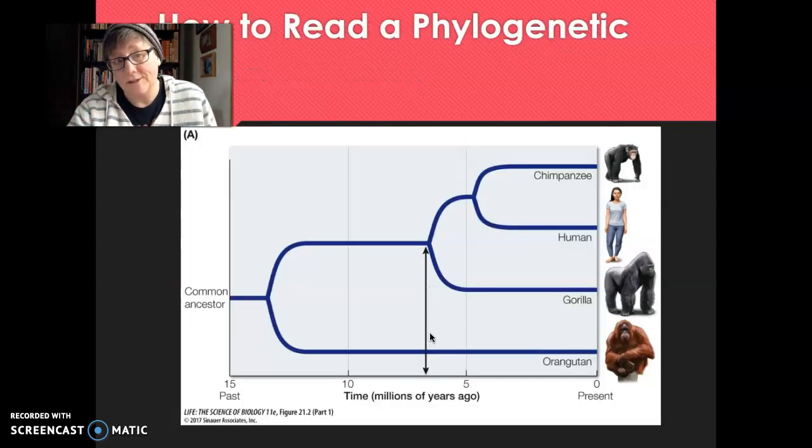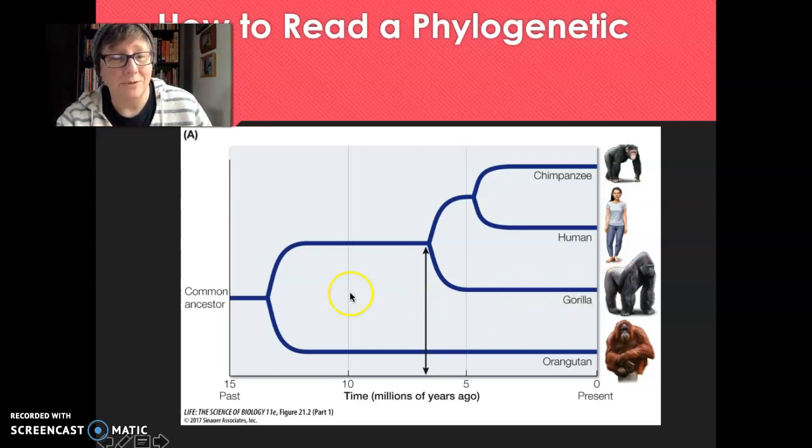This is one that actually shows up in the lab, so if you pay attention, you get a little bonus for how this works. Here we've got an evolutionary tree for humans, chimpanzees, gorillas, and orangutans. These are all existing organisms. And what is their evolutionary relationship? You can trace it back.